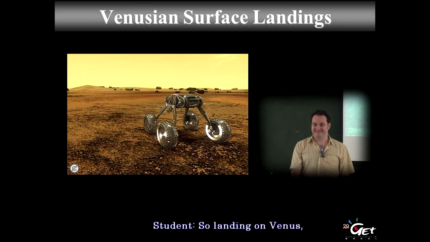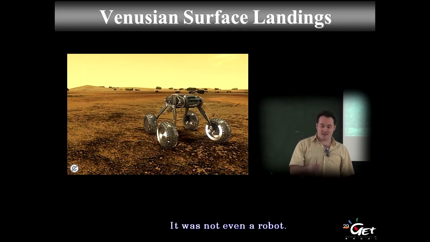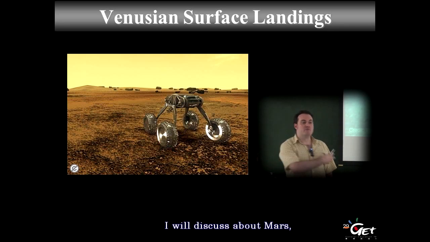Yeah, so landing on the Venus. Yes. And then how about the lava? Well, it was a very short mission. I don't know what happened to the probe that is there. It was not even a robot, because we'll discuss about Mars.